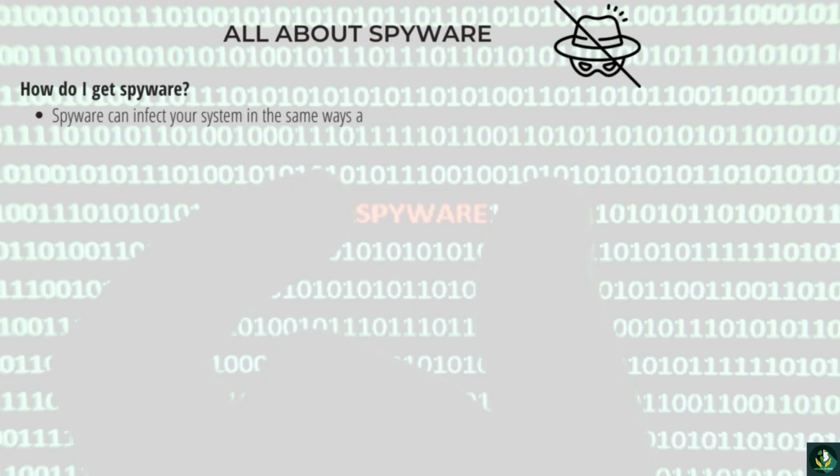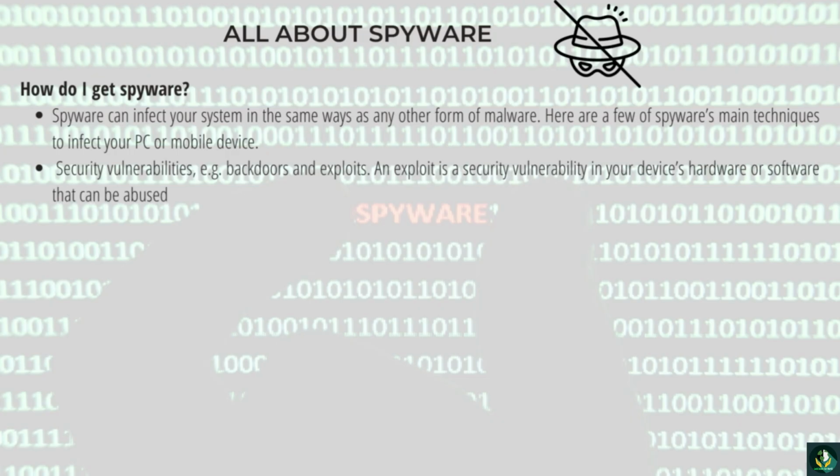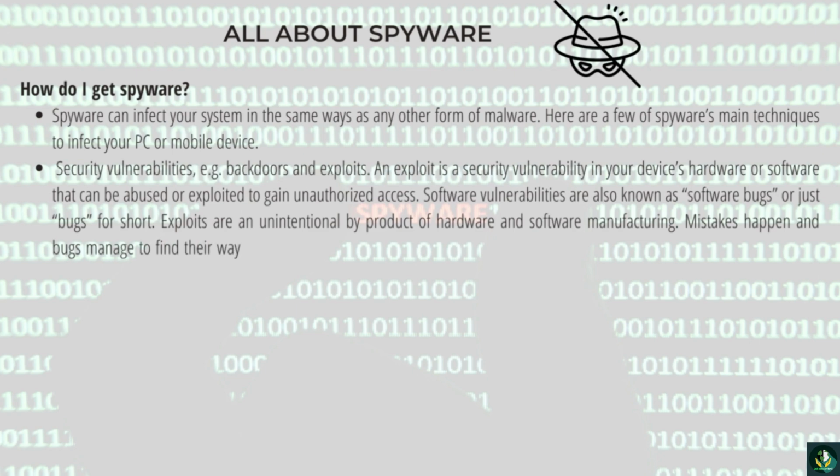Spyware can infect your system in the same ways as any other form of malware. Here are a few of spyware's main techniques to infect your PC or mobile device. Security vulnerabilities, for example, backdoors and exploits. An exploit is a security vulnerability in your device's hardware or software that can be abused or exploited to gain unauthorized access. Software vulnerabilities are also known as software bugs, or just bugs for short. Exploits are an unintentional byproduct of hardware and software manufacturing. Mistakes happen, and bugs manage to find their way into even the most polished consumer technology.